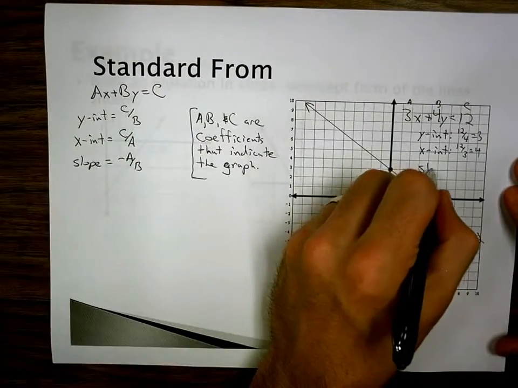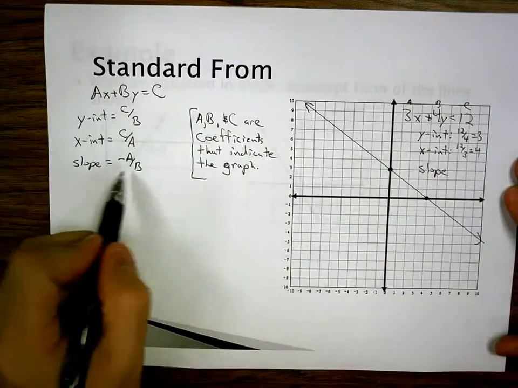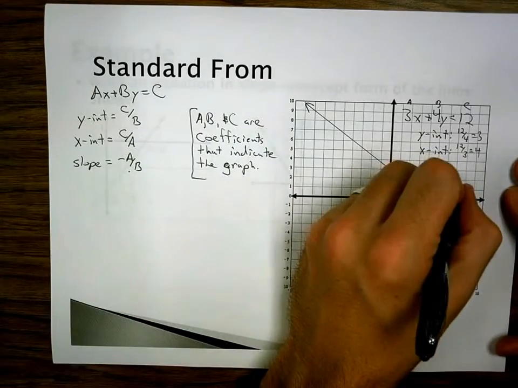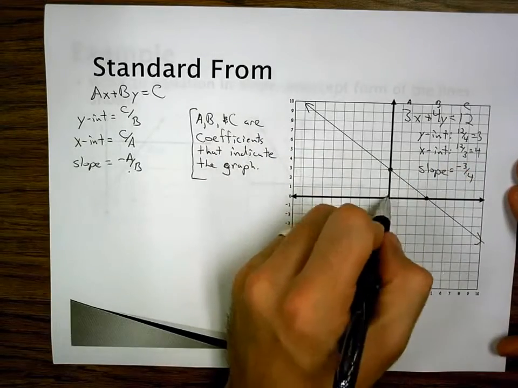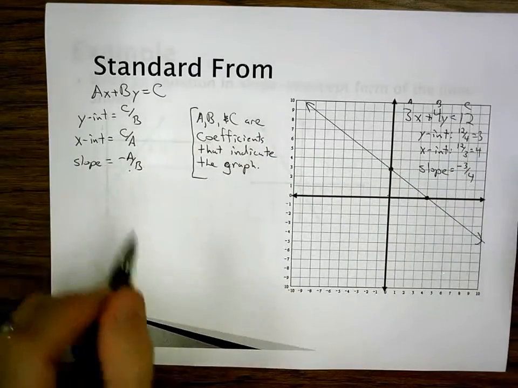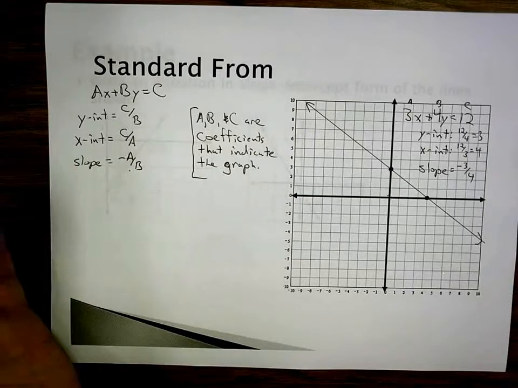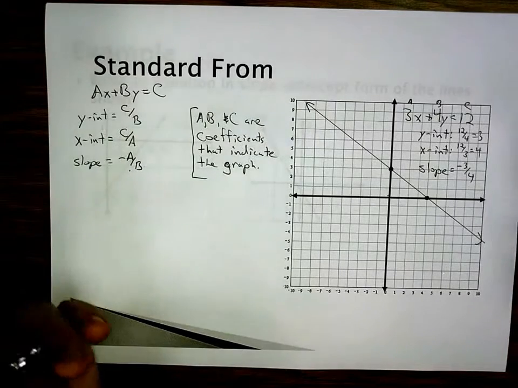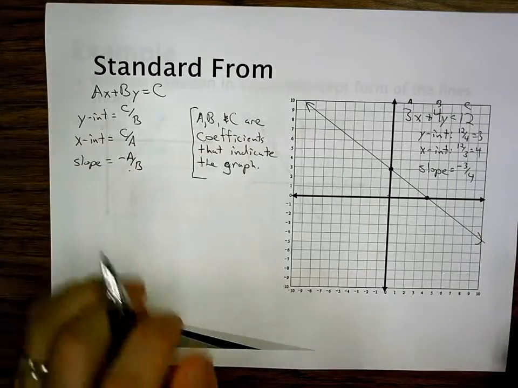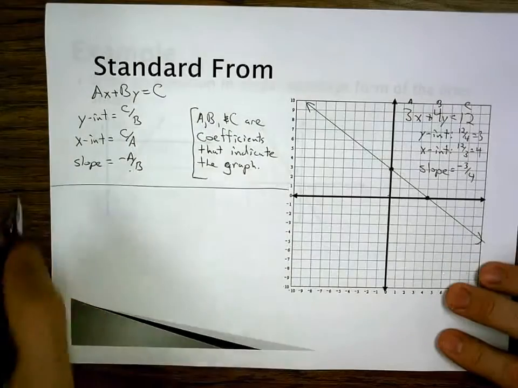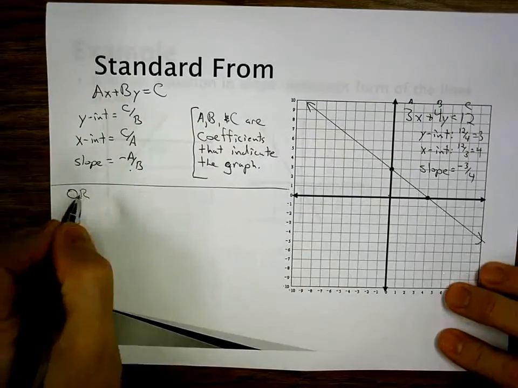Now I could also see here that the slope, we said, was negative a over b. So that's negative 3 over 4. And if we look, I did go down 3 over 4, so that does give us enough. But really for standard form, if you can find the x-intercept and the y-intercept, you can graph the line. But maybe this doesn't work for you.